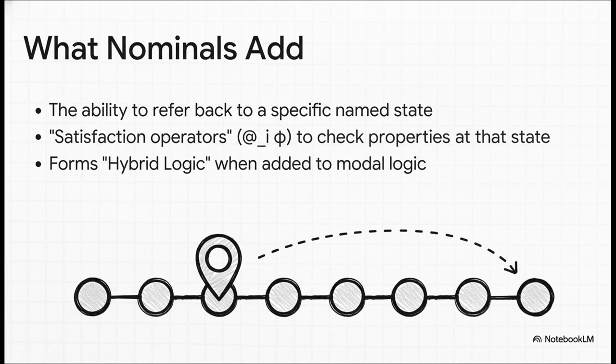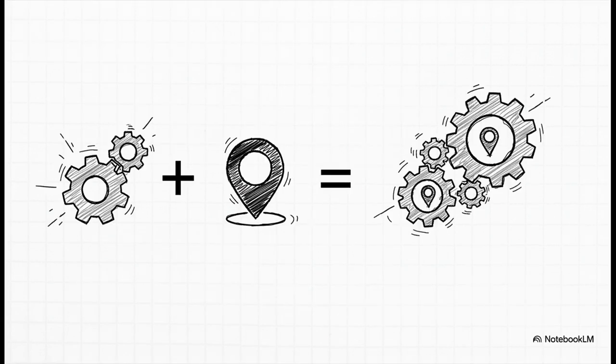And when you combine this naming ability with modal logic, you get what's called a hybrid logic. So what happens when we combine our powerful recursive engine, the mu calculus, with this new hyper-precise ability to name states? Well, you get the hybrid mu calculus. Now we can't just talk about repeating behaviors. We can talk about specific named moments within those repeating behaviors. It's a massive leap in how much detail we can describe.